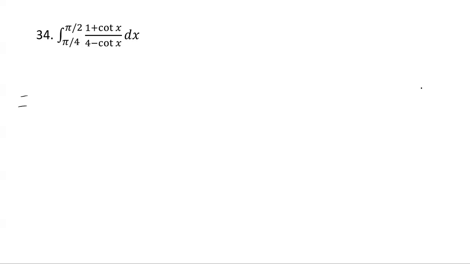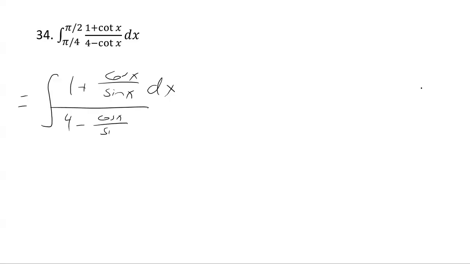So I'm going to pretend this is an indefinite integral first. So this will be 1 plus cosine x over sine x, and then 4 minus cosine x over sine x on the bottom like this. If I multiply by sine x on the top and the bottom, then on the top I get sine x plus cosine x, and on the bottom I get 4 sine x minus cosine x.